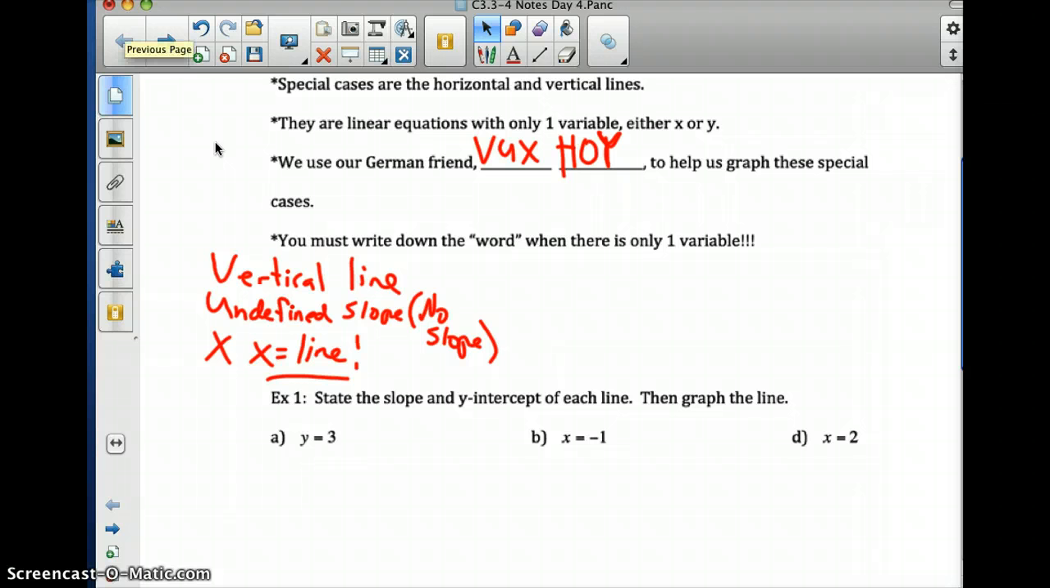Sorry about that. But you're going to see that an x equals line, Matthew, actually is vertical. The x-axis goes this way. X equals lines are vertical.